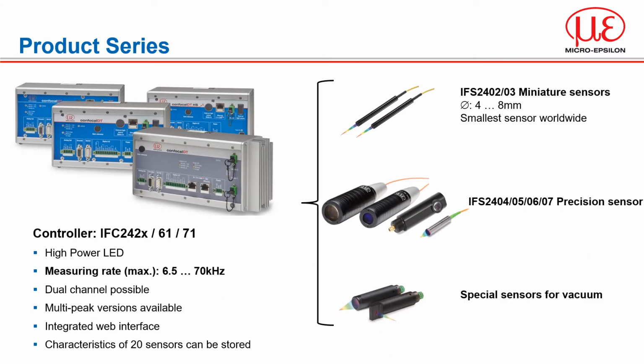Currently, we offer 4 controller types, including the fastest confocal controller worldwide, up to 70 kHz. All controllers feature fast surface compensation, highly accurate thickness measurement due to the thickness calibration, and we have both single channel and dual channel controllers available. The integrated web interface allows for easy setup and configuration, and all controllers can work with all sensors provided they have been calibrated together. One controller can store up to 20 characteristic sets of different sensors.